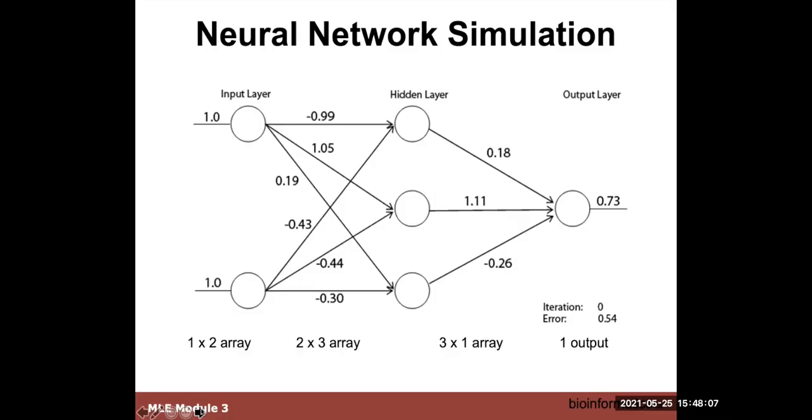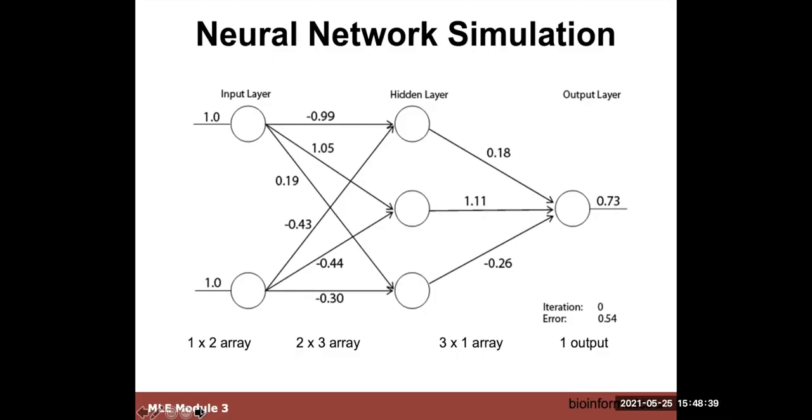So we've got two values in the input. The hidden layer is 3 values, the output layer is 1 output. But in terms of the weight matrices, there's a 2 by 3 array and a 3 by 1 array. The 2 by 3 array has the numbers like -0.3, -0.44, -0.43, and so on. The 3 by 1 array has values of -0.26, 1.11, and so on. And then the output. So we have an input of 2 ones, and the output here is 0.73.